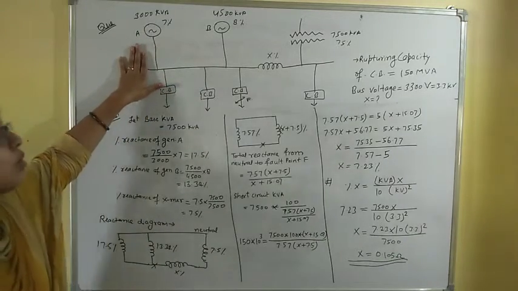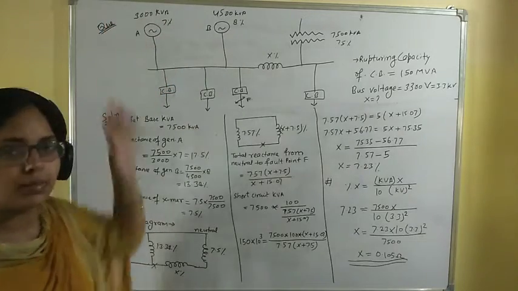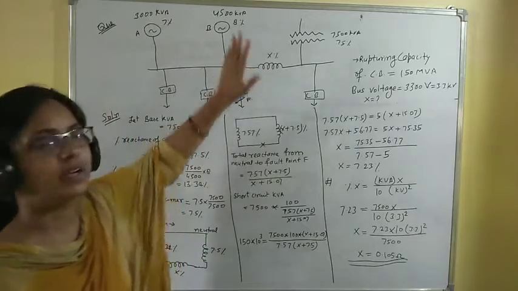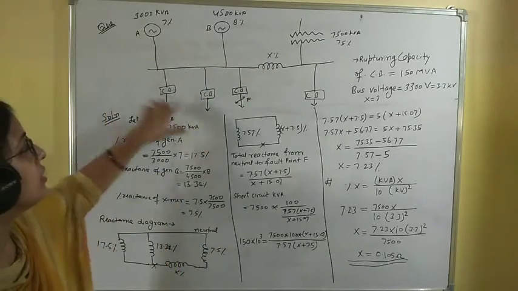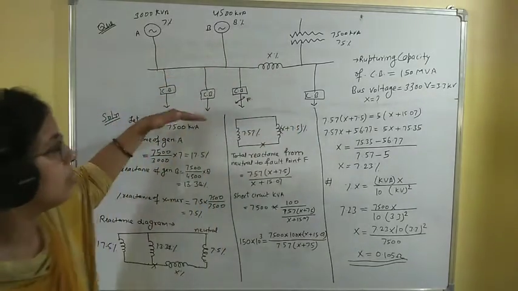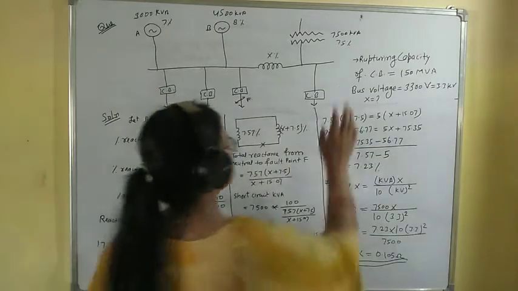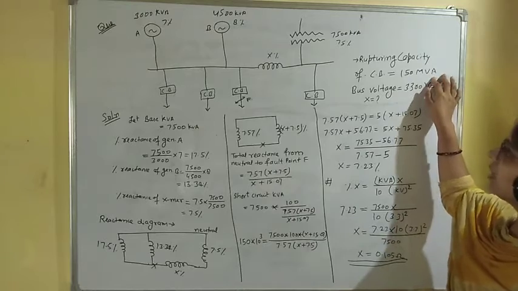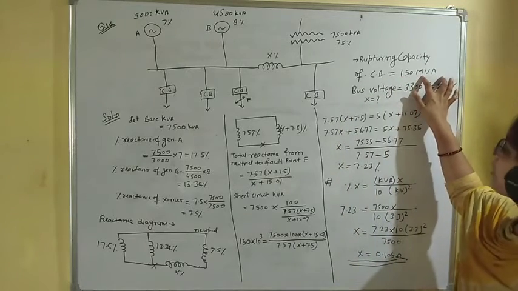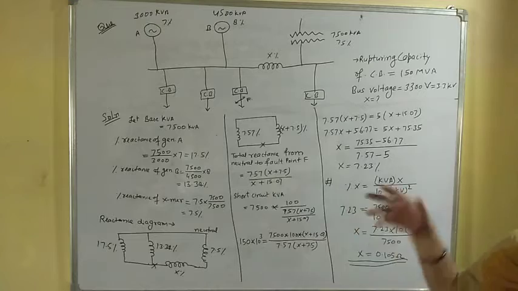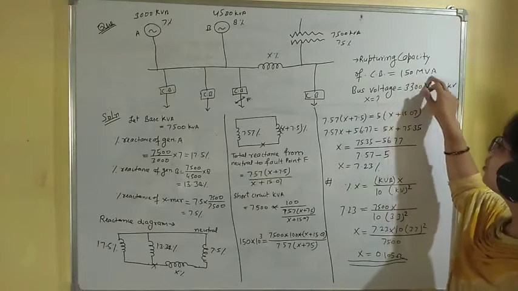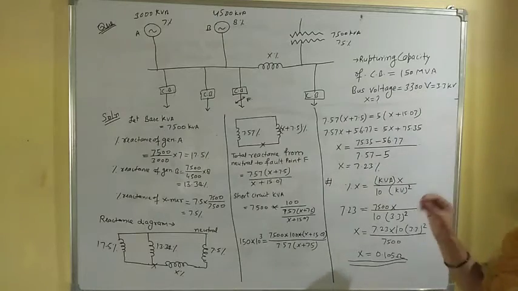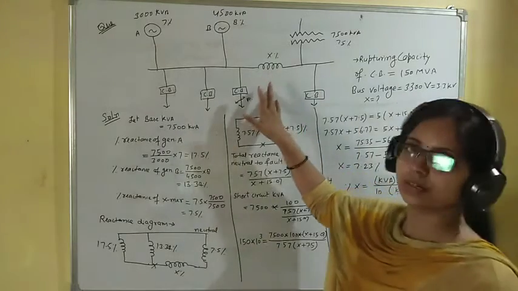The first generator is of 3000 kVA and 7% reactance. The second generator is 4500 kVA and 8% reactance. These are the feeders connected to the bus bar. In the question, the rupturing capacity of the circuit breaker is given as 150 MVA. That means it is the maximum short circuit kVA or MVA that can exist on the circuit breaker.